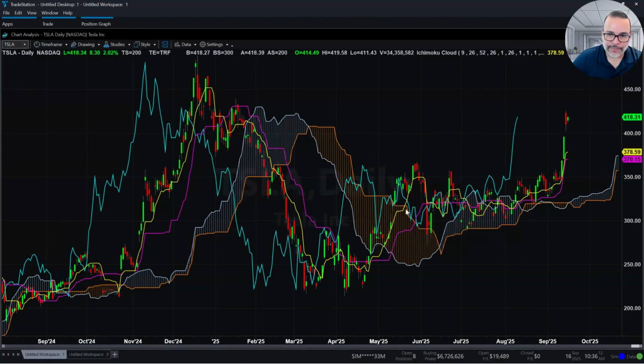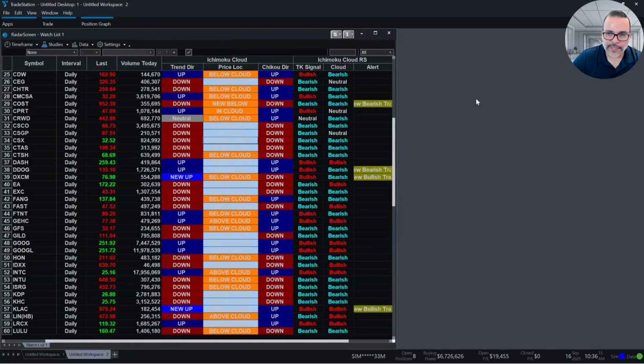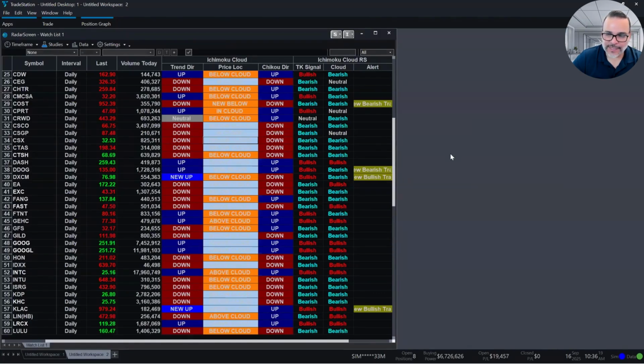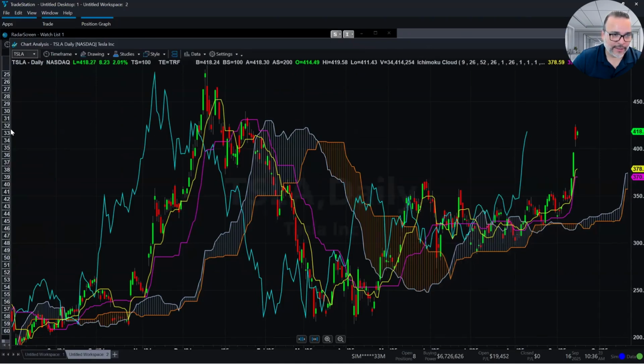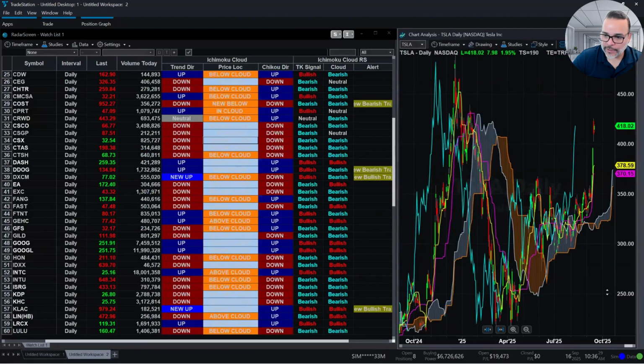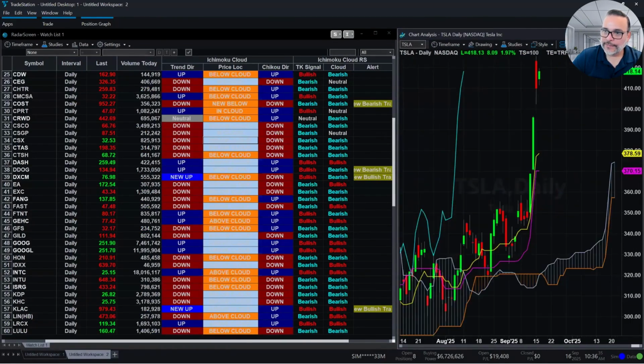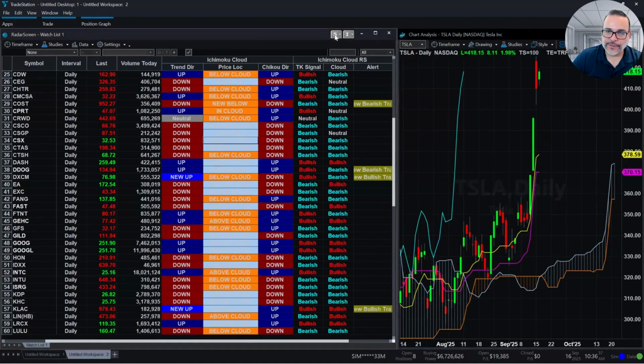So I'm going to copy the window, go back to this other workspace, right-click, and paste the window. Sometimes if you do some setups, the bars to the right and other settings that I set, it's better just to copy the window and move it wherever you need it. So this is my chart. Let's go ahead and link these two together because I want to see what this new up means.